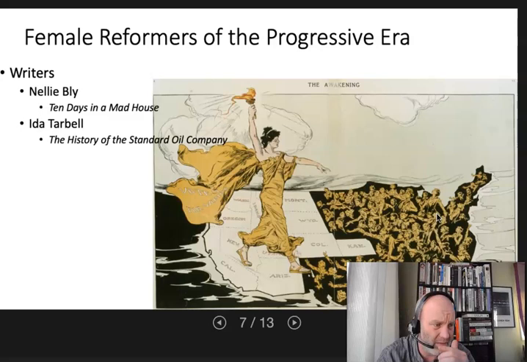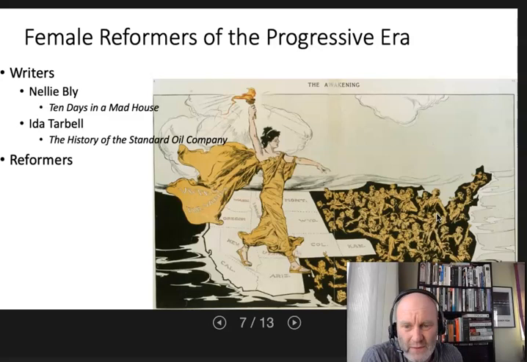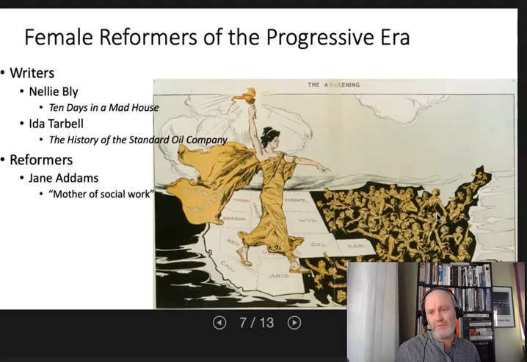Ida Tarbell exposes the monopolistic practices of the Standard Oil Company, very influential over the anti-monopoly legislation that's passed by Teddy Roosevelt and others of the late 19th century. Jane Addams, Hull House, the mother of social work. She is someone who's helping newly arrived immigrant women acculturate, get used to American culture.